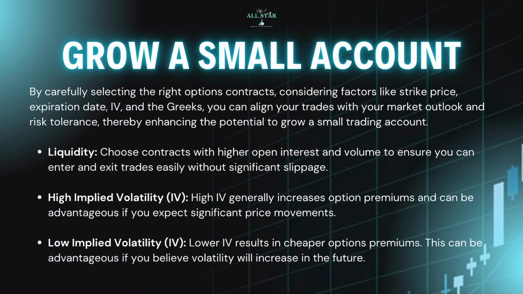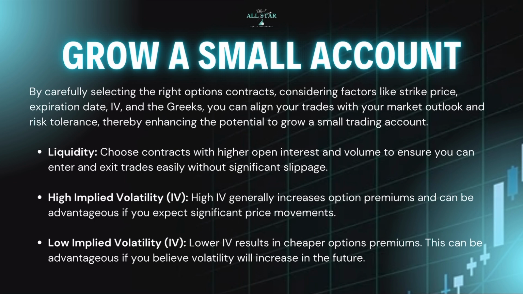So to start, I want to discuss the importance of selecting the right option contracts. This entails taking into account elements such as the strike price, DTE, implied volatility, and the option Greeks. When you carefully consider these factors, you heighten your ability to grow a small trading account progressively. Now, when discussing option contracts, liquidity is key. You want to make sure you choose contracts with higher open interest and volume so that you can place trades and exit them with minimal slippage.